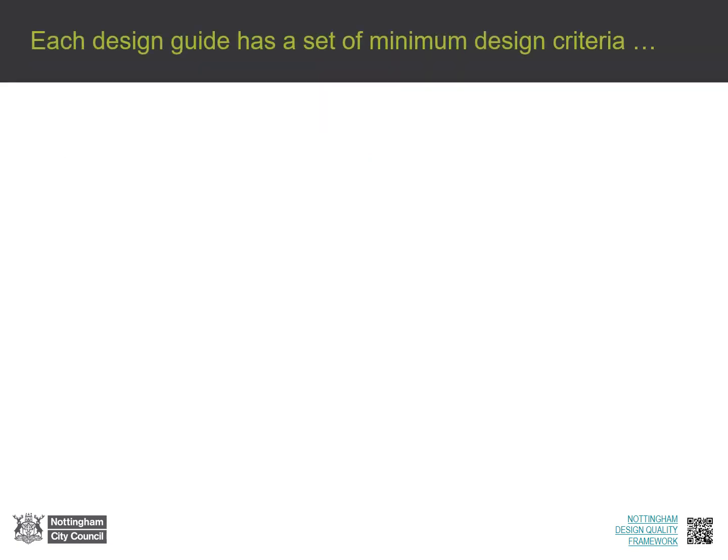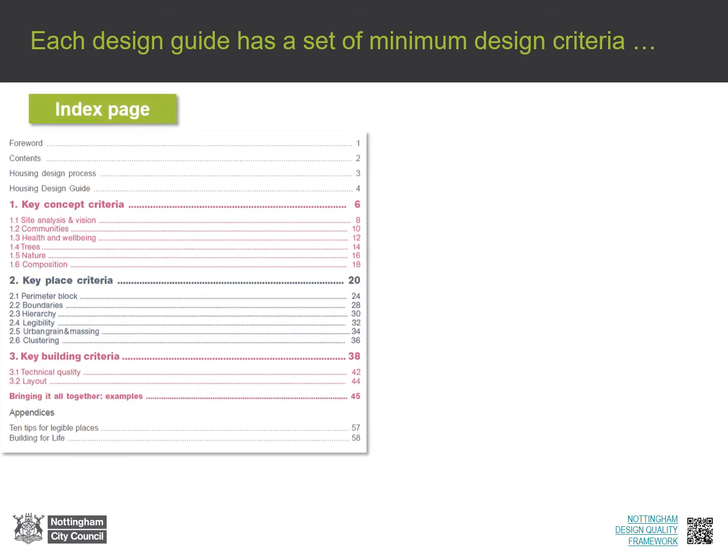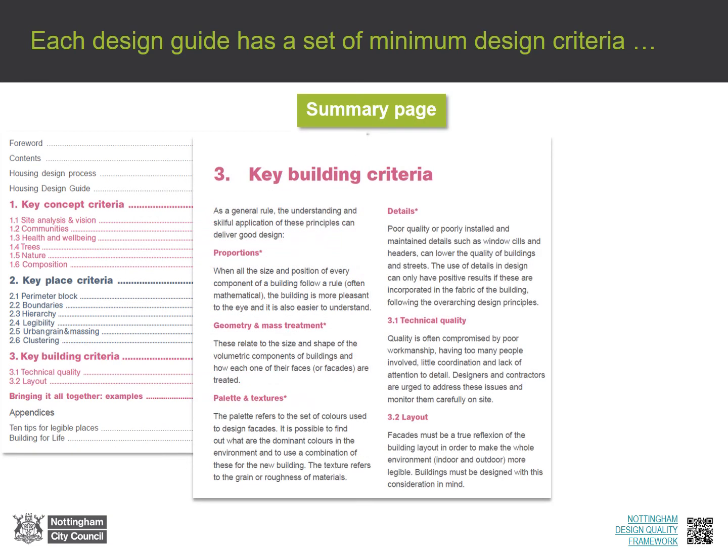Each design guide has a set of minimum design criteria. You will find this criteria within the index page. There are key concept criteria, key place criteria, and thirdly, key building criteria. Within the summary page of the key building criteria, you will learn, for example, about the requirements in terms of proportions, geometry and mass treatment, the palette and textures, key details, technical quality and layout.